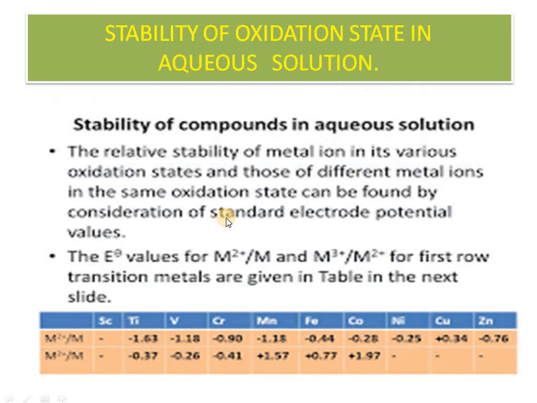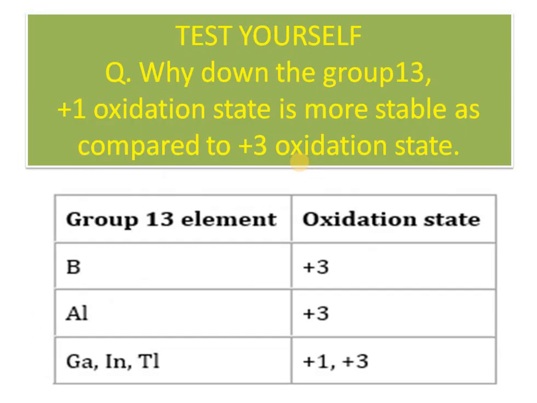So stability of oxidation state also depends on the solution, which type of solution is there. Hydration factor is coming into play, and how you are measuring is by measurement of E-naught values. E-naught what? Reduction values, as you have done in electrochemistry. So that E-naught value, more negative is the E-naught value, more stable will be that ion in the aqueous solution. Now let us try how to do these questions.